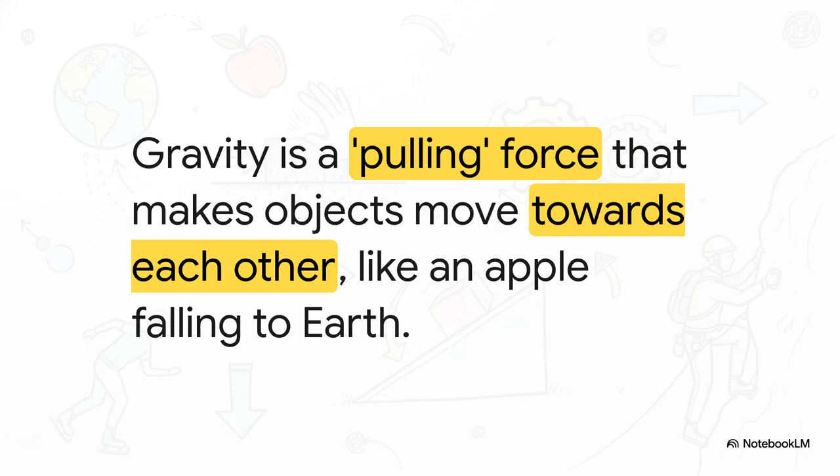So the Earth pulls on the apple, which is why it falls down, obviously. But get this, and this is the really mind-bending part, the apple is also pulling back on the Earth with the exact same amount of force. Seriously, the only reason we don't see the Earth fly up to meet the apple is because, well, it's just so ridiculously massive in comparison.